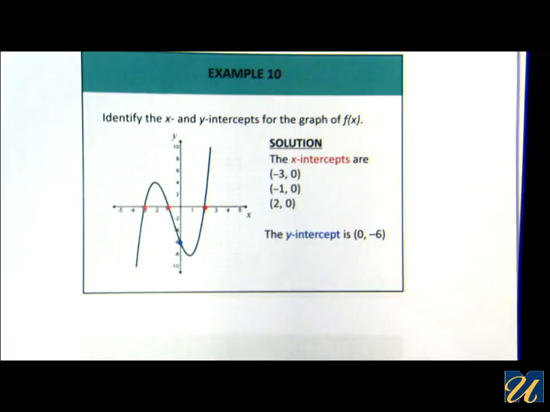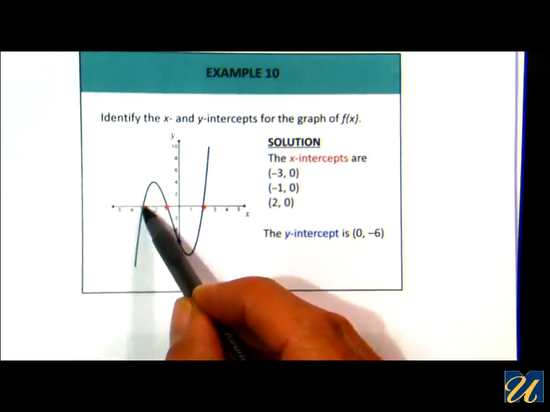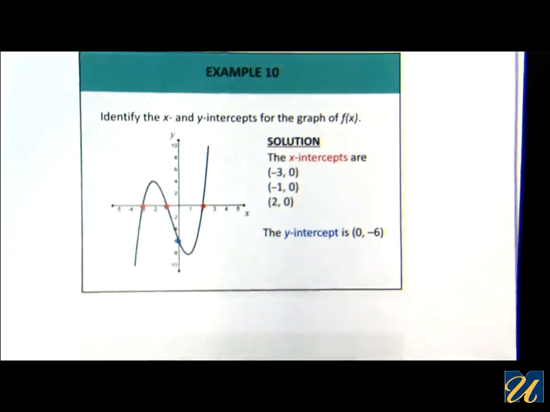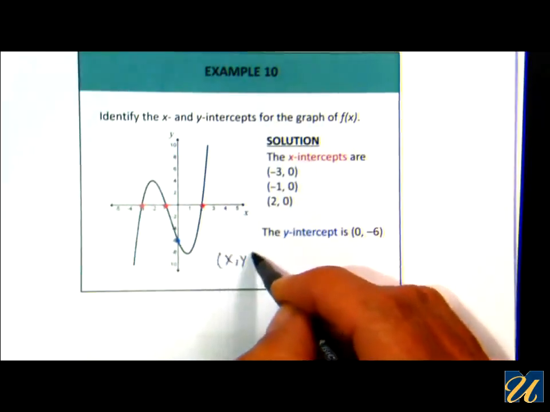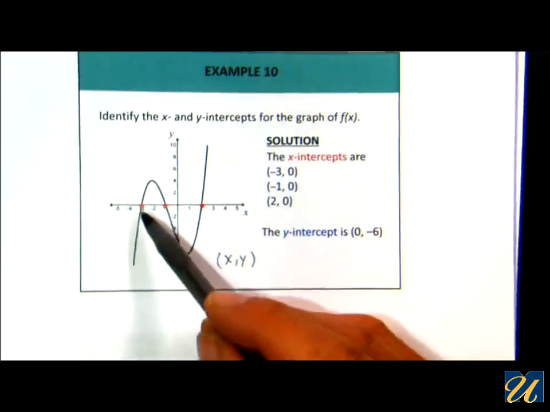The x-intercepts are where that graph passes through the horizontal axis. So where this graph passes through the axis is right here, and right here. There are 3 x-intercepts for this particular function. Now, because you're on the xy axis, every point is designated by an xy coordinate. So it is much more proper to write the x-intercept as a coordinate.